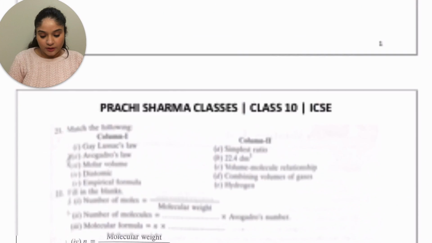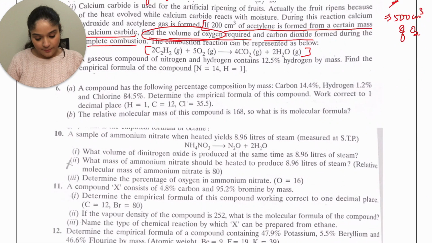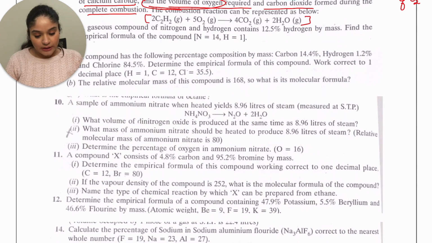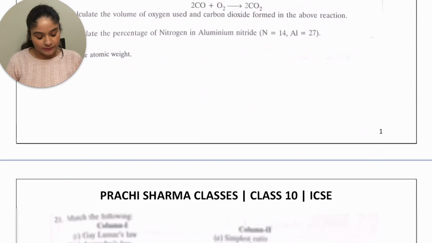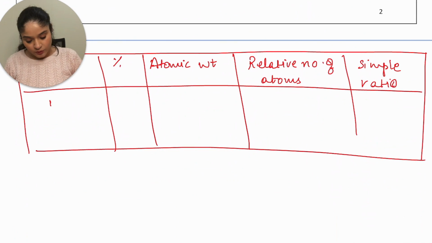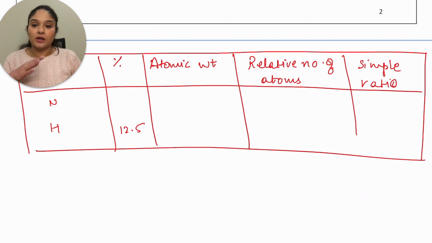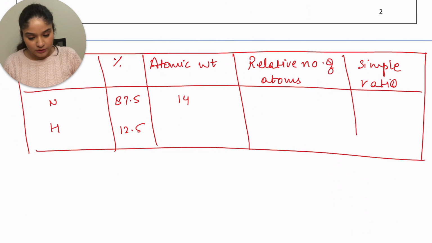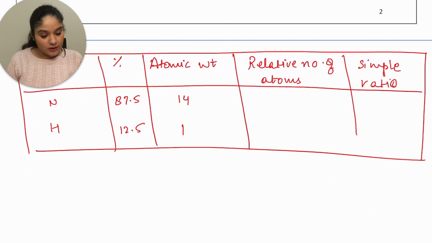If we come back to this question, we have a gaseous compound of nitrogen and hydrogen containing 12.5% hydrogen by mass. So you have nitrogen and hydrogen, and 12.5 is given for hydrogen. If you subtract that from 100, you will have 87.5 for nitrogen. Then atomic weight: we know that for nitrogen it is 14 and for hydrogen it is 1. Then relative number of atoms. Take an estimate here. I am using a calculator; you can use regular calculations, but I'm using a calculator to make the video a little quicker.